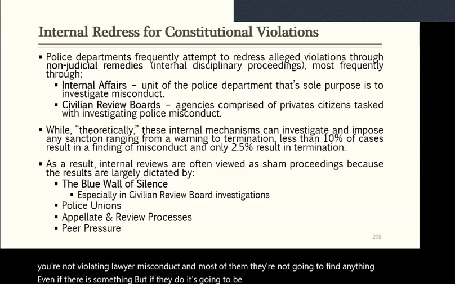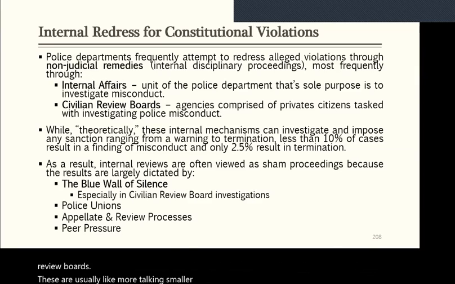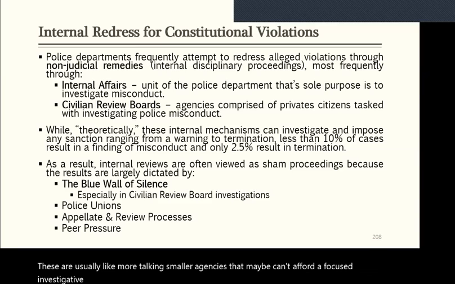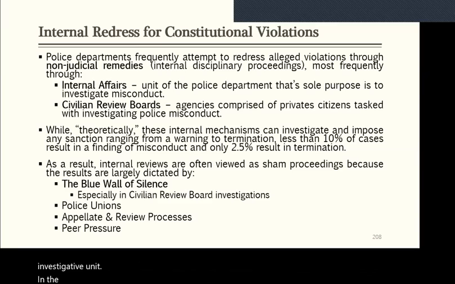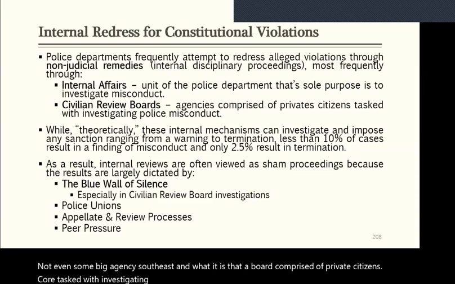And then we have civilian review boards. These are usually when we're talking smaller agencies that maybe can't afford a full police investigative unit. Even some big agencies have these. And what it is, it's a board comprised of private citizens who are tasked with investigating police misconduct. Right?